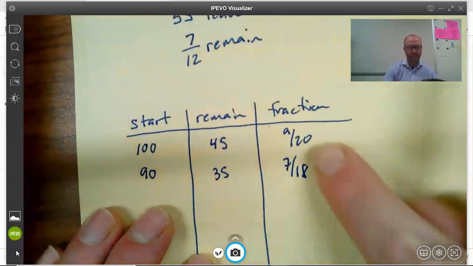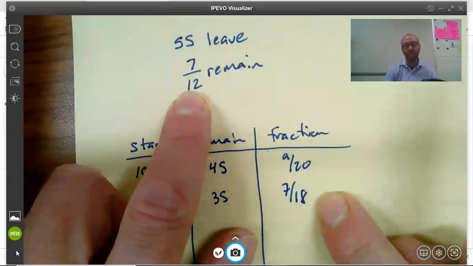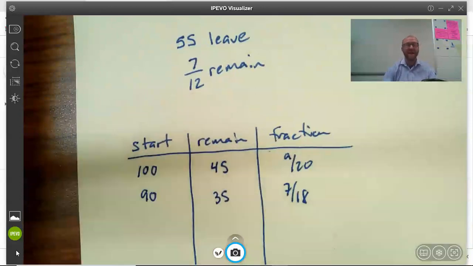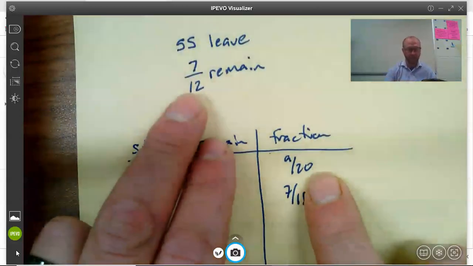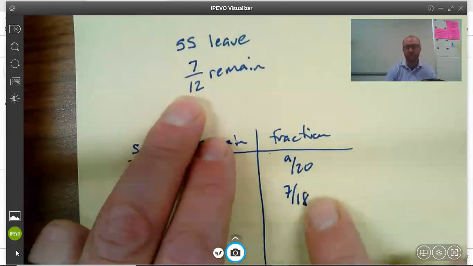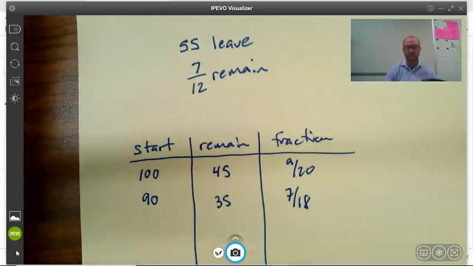I need to be able to decide, is 9/20ths bigger or smaller than 7/12ths? Is 7/18ths bigger or smaller than 7/12ths? And if it's bigger or smaller, does that mean I need to guess a larger number or a smaller number next? One thing we could do is find common denominators for 7/12ths and 9/20ths and 7/18ths, and decide based on that.